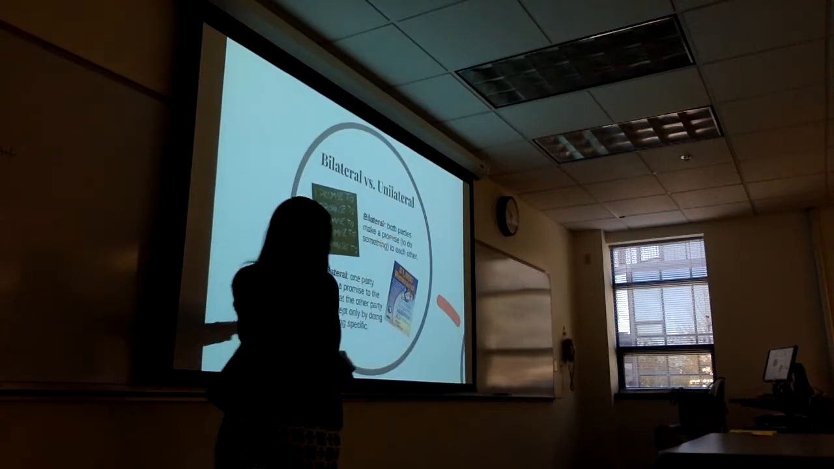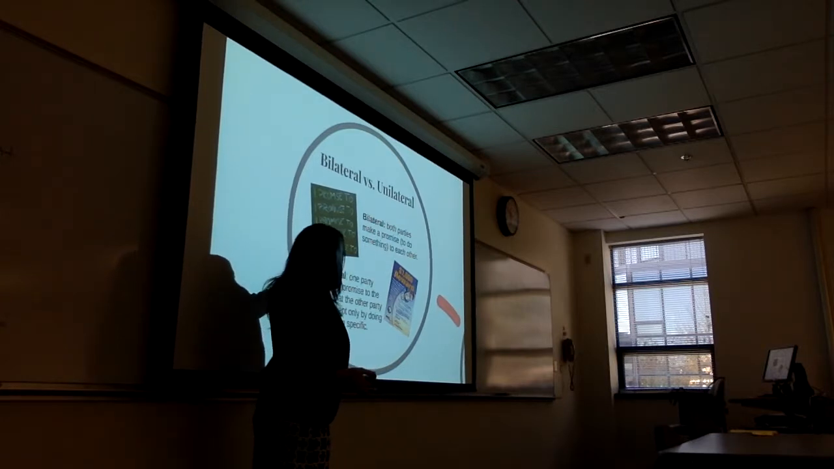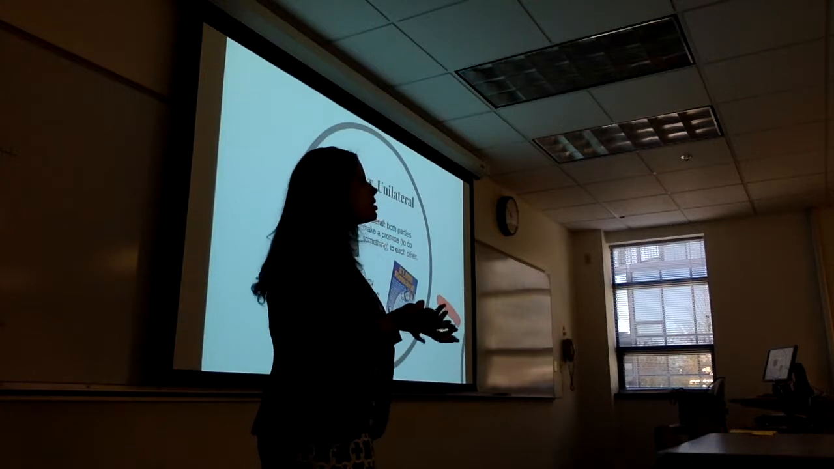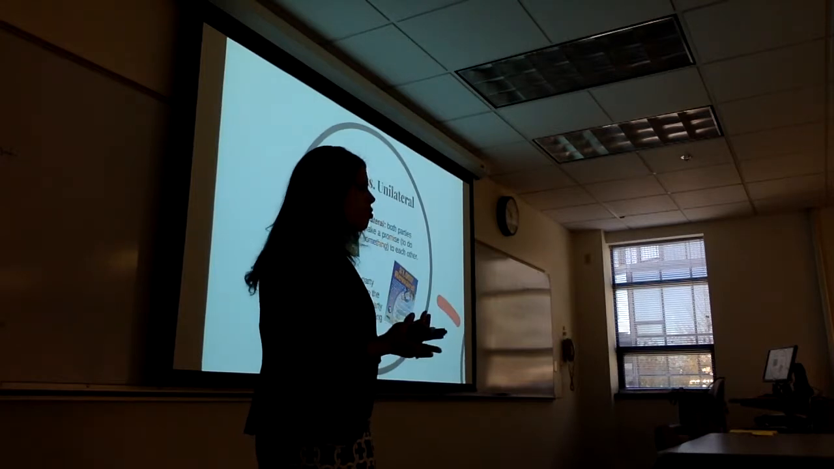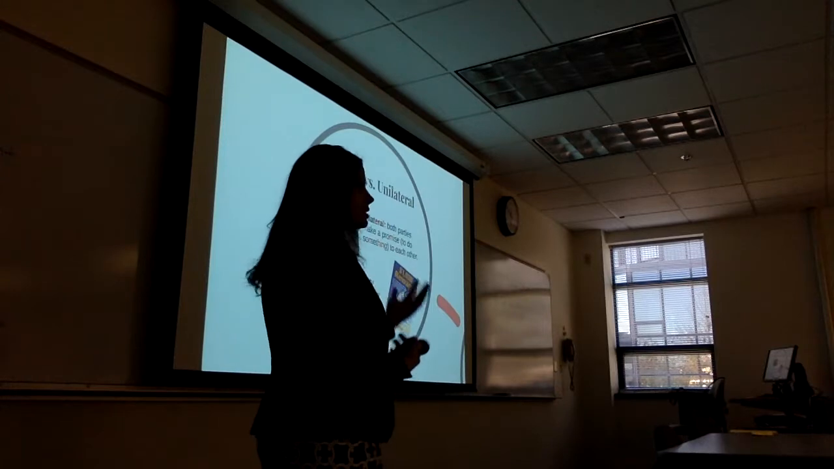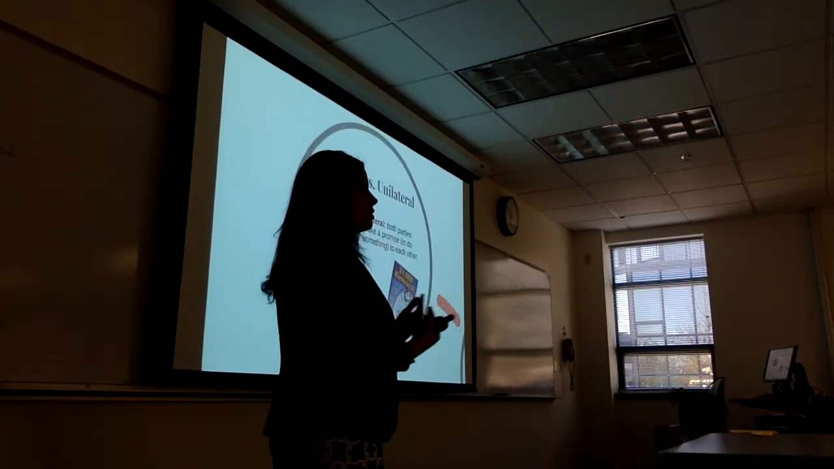So the first is bilateral versus unilateral contracts. Now, a bilateral contract means both parties make a promise, and we know who both those parties are. Most contracts, for that reason, are bilateral, because usually it's two people or more agreeing to do something, right? So in the example I gave you with me and my sister, I'm one of the parties, my sister's the other party. We know who both of them are, right?